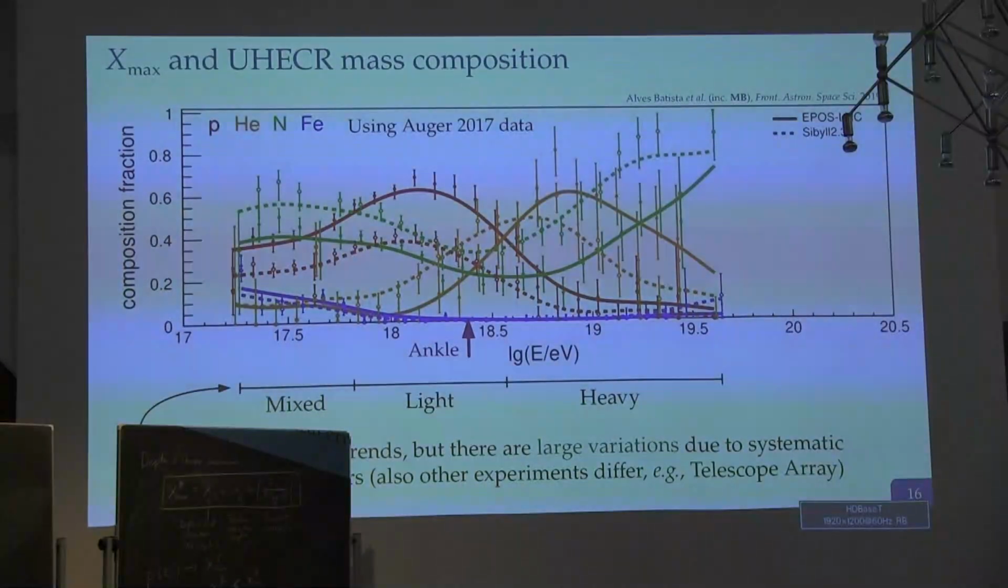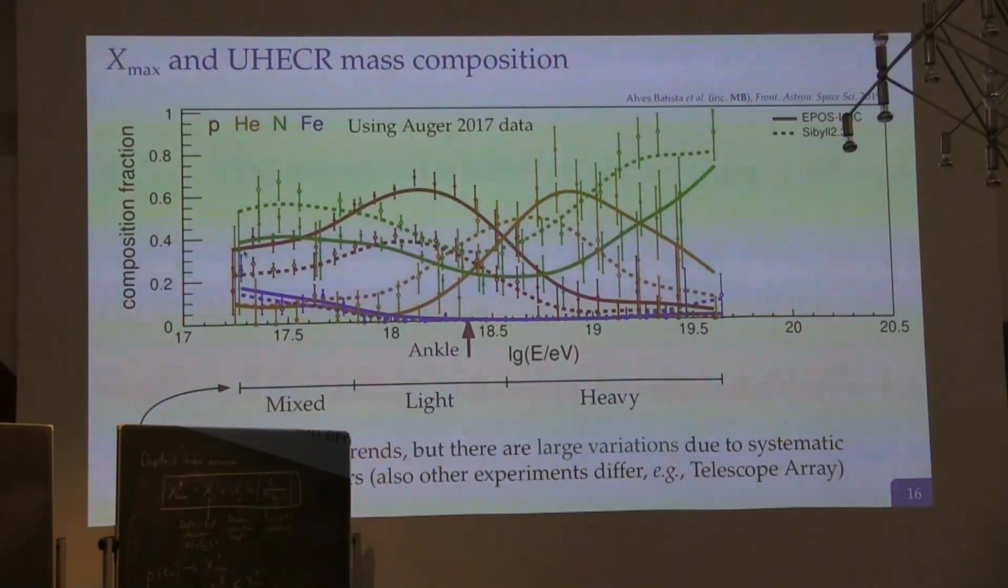So this is how it looks in reality. Each one of these lines in different colors corresponds to a different mass group represented by protons, helium, nitrogen, or iron, and nuclei that have similar masses to those. And it kind of looks like a mess. The reason is connected to what I said: the interaction models are uncertain.